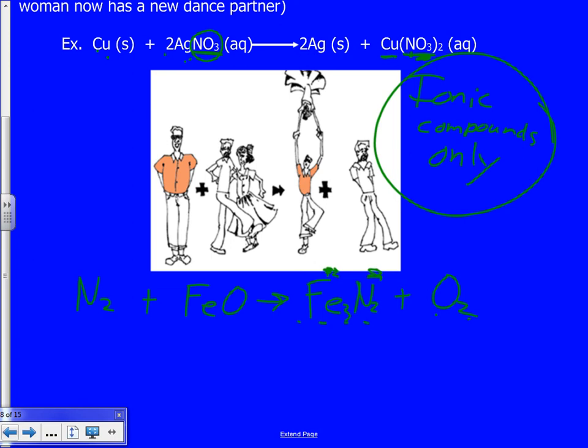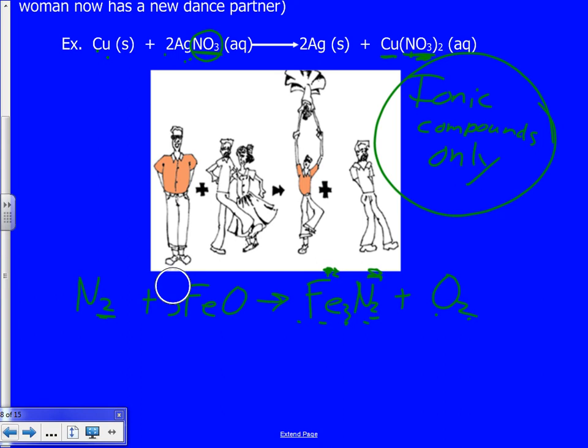Now I want to go back and balance. I got 2 nitrogens over here, and I got 2 nitrogens over there. So that's okay. How many iron over here? 3. How many here? 1. Now what happens if I put a 3 here? How many oxygen does that give me? 3. That's not very good because I have 2 on the other side, and there's no way for me to make that odd-even problem work.